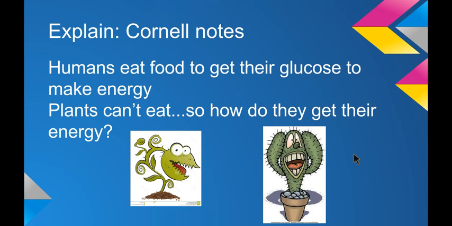So we know that humans and other animals eat food to get their glucose to make energy. When you're feeling really tired, if you have a quick snack, you get a ton of energy because your cells have an influx of glucose. They're able to make energy in their mitochondria and you feel much better. However, plants can't eat. So how are plants getting their energy if they can't consume glucose like we do?